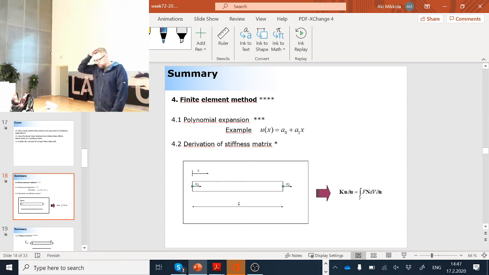Finite element method. Polynomial expansion. Let's look at the questions in a minute. But polynomial expansion is really the soul, the heart of the finite element method, and it is really what tells how it performs. What we want to do with the polynomial expansion is to convert those to be expressed by using nodal degrees of freedom.